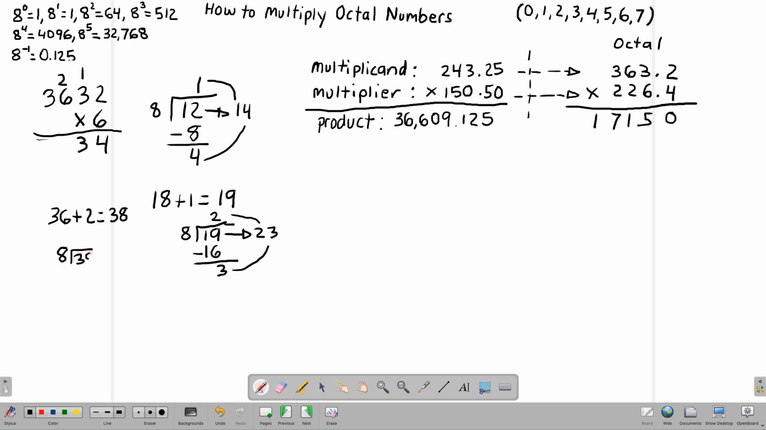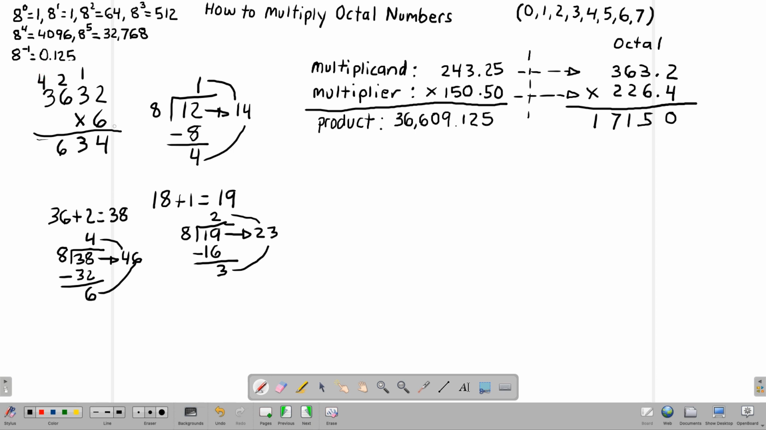So 8 goes into 38 four times. 4 times 8 is 32, and we subtract 32 from 38, we get a remainder of 6. So it says that the value 38 is represented in octal by the value 4, 6. So 6 goes here, and the 4 is carried.